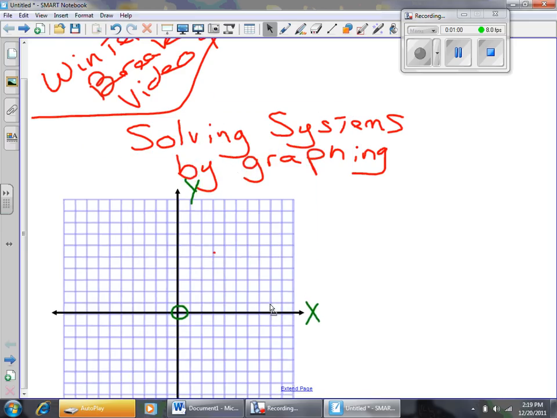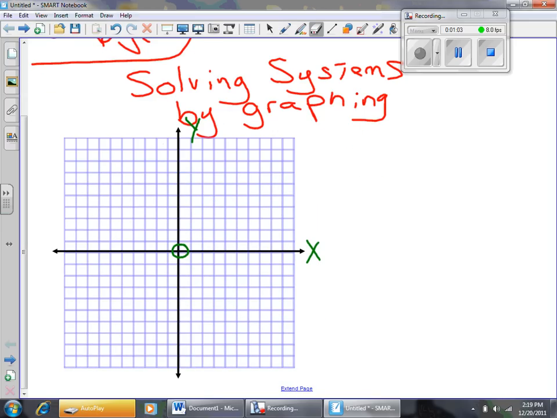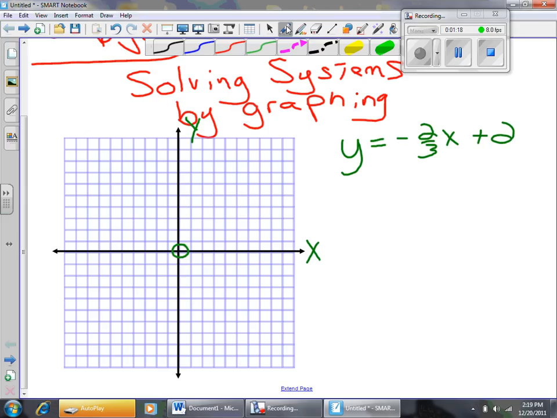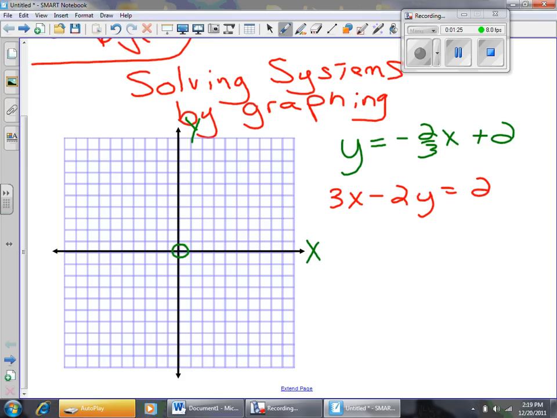Let me get a little room there, get rid of that stray red point. Let's say our first equation is this: y equals -2/3 x plus 2. And my second equation will be 3x minus 2y equals 2.